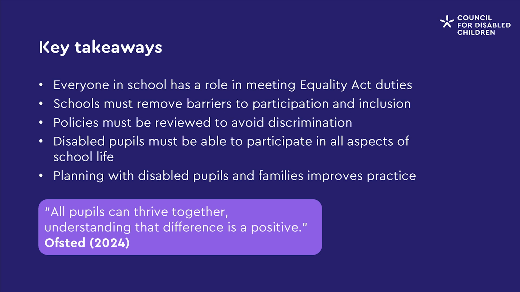Disabled pupils must be able to participate in all aspects of school life, not just the taught curriculum. Inclusion has to extend to sport, creative opportunities, leadership roles, social activities, and everything else that makes up a child's school experience. Planning with disabled pupils and families improves practice in school. Involving them means schools can better anticipate barriers and put in place adjustments that actually work.